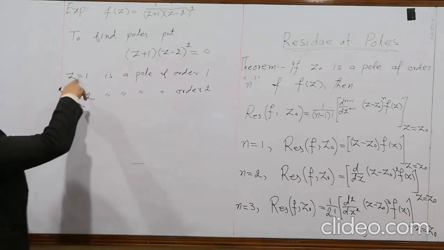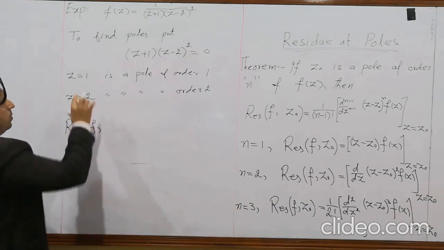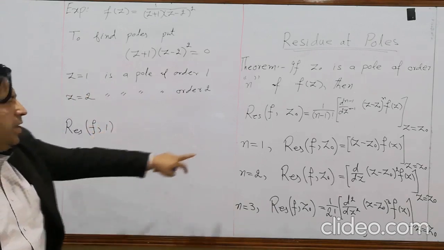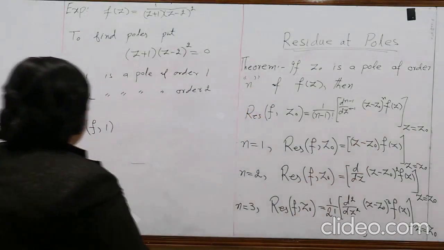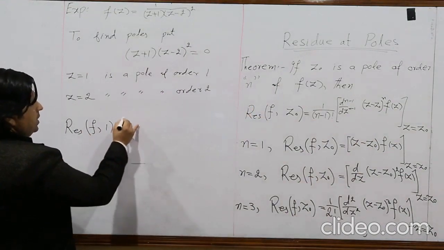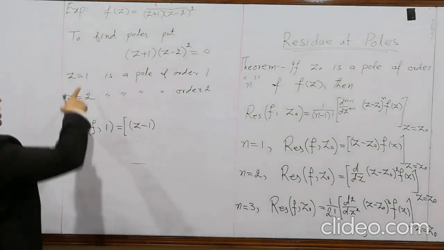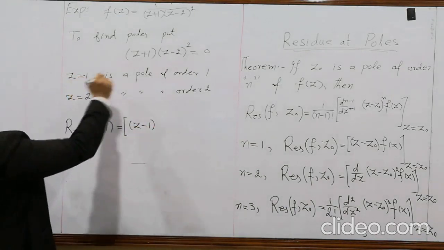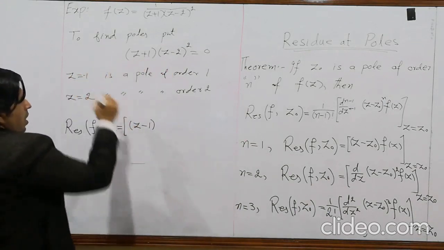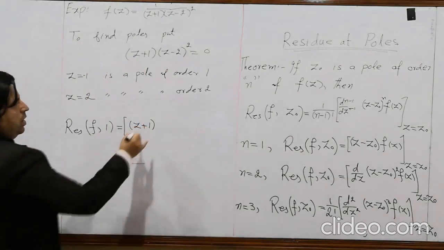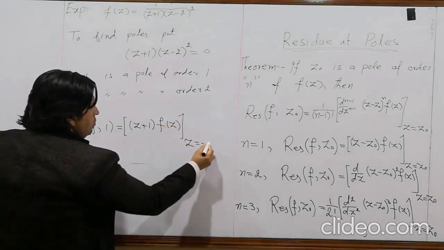So now I have to find the residue at z is equal to minus 1, and then I have to find the residue at z is equal to 2. So let us start from z is equal to minus 1. To find the residue of the function f at that point, you can see n is equal to 1, so we have to use this formula. Z plus 1 equal to 0 will give you z is equal to minus 1. So I can get z plus 1 times f of z, and the point is z is equal to minus 1.